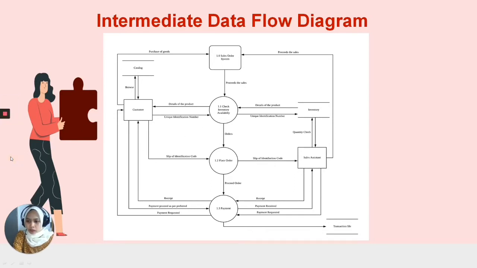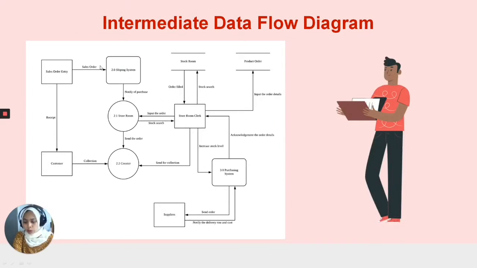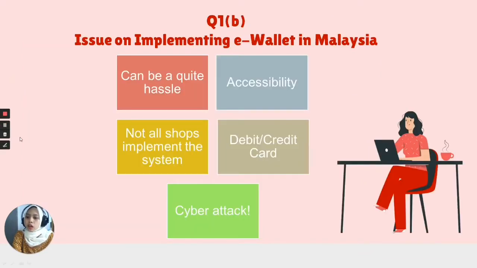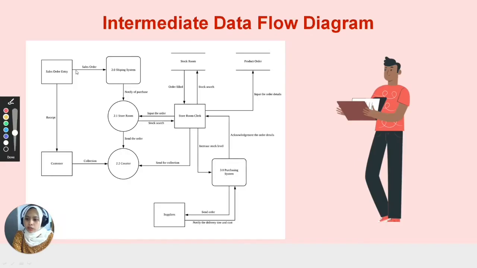Once the sales order entry is complete, we will move to the shipping system, where the shipping system will receive the sales order from the sales order entry before. So the storeroom will be notified of the purchase, and they will send the sales order to the stockroom clerk.